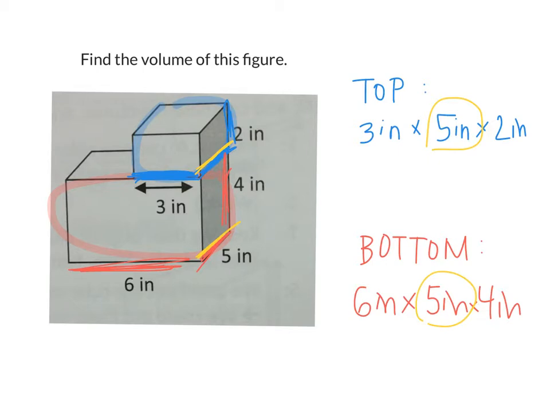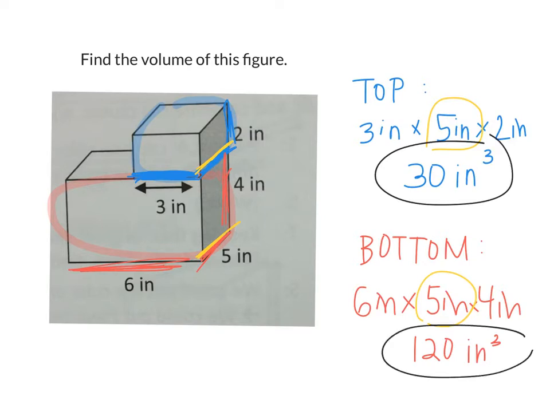Now let's find the volume. What's 3 times 5? 15. Times 2? 30. So it's 30 what? Inches. It's 30 inches? Square inches. It's 30 square inches? Cubic inches. Okay. What about the bottom one? What's 6 times 5? 30. Times 4? 120 cubic inches. Okay. So how can I find the total volume? I have to add up the top volume, 30 cubic inches, with the bottom, 120 cubic inches. So 30 plus 120 is what?